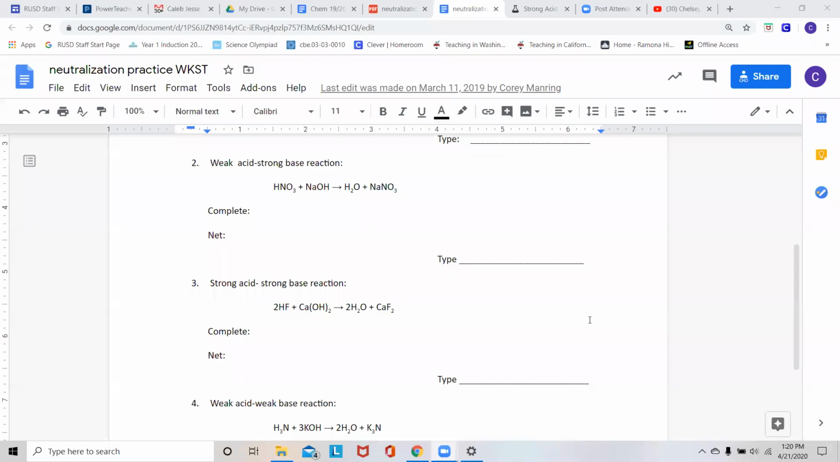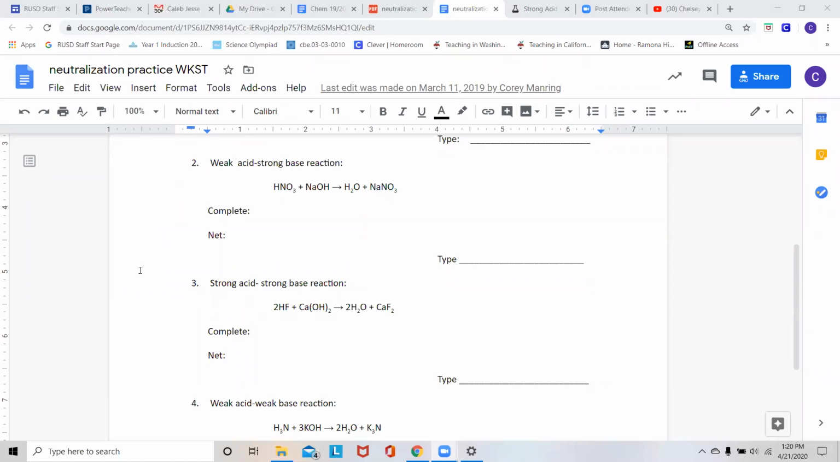Hey guys, I got a couple of requests to do a video for this worksheet because some of you are having trouble with it. So I acquiesced and am going to do problems number 2 and 3 to compare a weak, strong reaction to a strong, strong reaction.